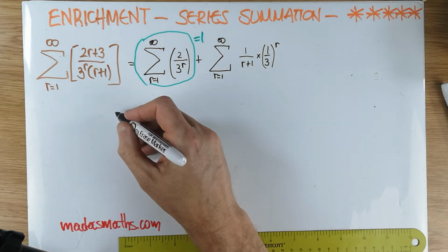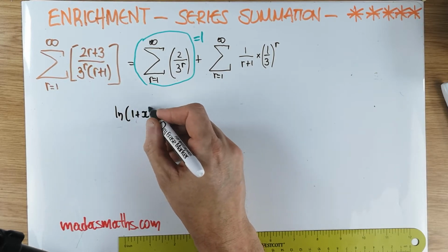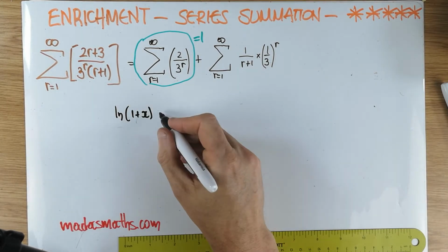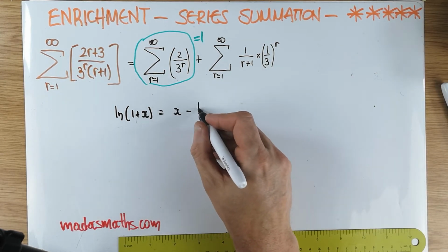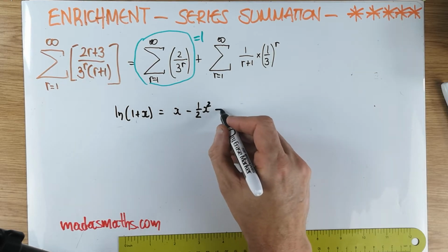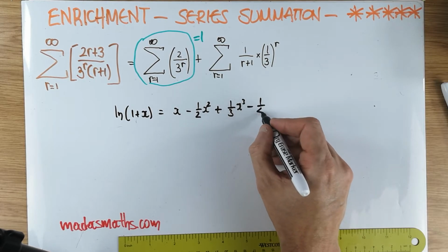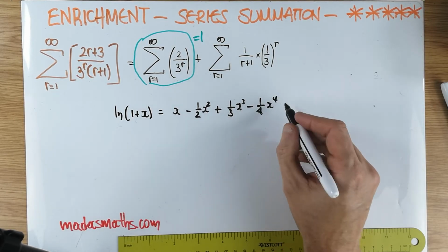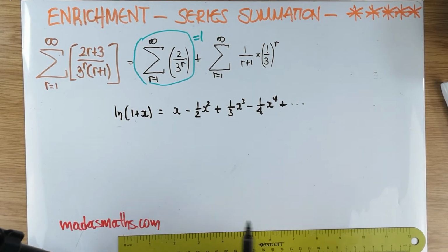So I'm going to experiment a little bit. I'm going to look at the log of 1 plus x and I will just see what happens. Let's write the expansion first of all. That's x minus a half x squared plus a third x cubed minus a quarter x to the 4. I can see straight away this is not the same, but it's actually related to this one. Let me explain what I'm looking at.